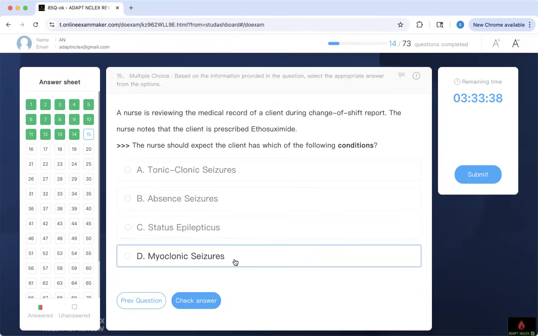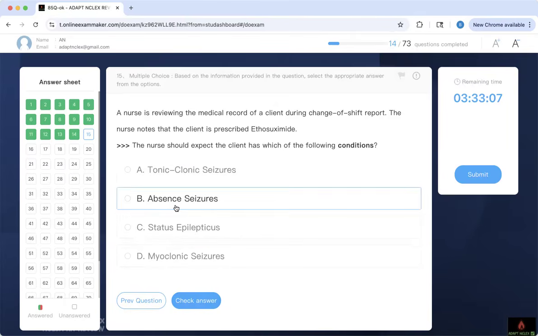Next is reviewing the medical record of a client during change of shift report. The nurse notes that the client is prescribed what? Ethosuximide. The nurse should expect the client has which of the following conditions? Tonic-clonic seizure, absent seizure, status epilepticus, myoclonic seizures. They all are seizures, but for the specific seizure and the specific condition, you can use this medication. You pick your answer. This is neuropharmacology.